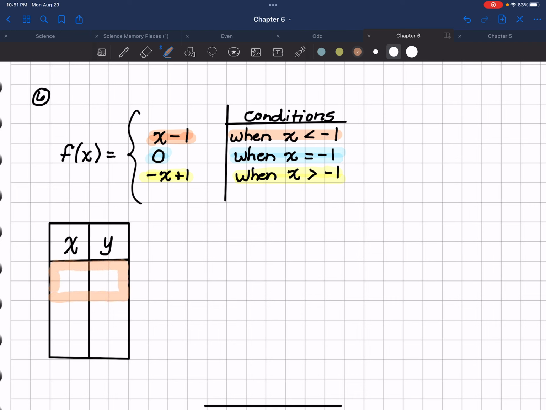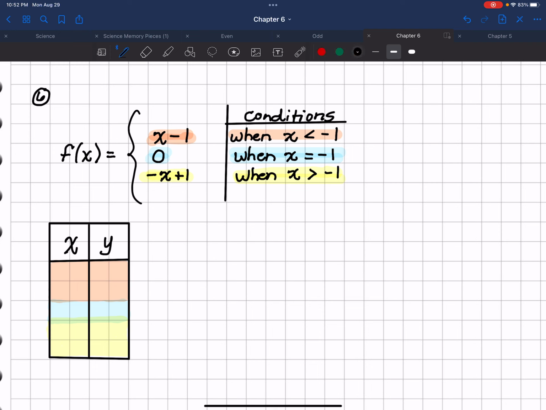I'm going to pick 2 points for the orange one. There is only one option for the blue one, and we'll talk about that when we get there. And then the yellow one, I will pick 2 points as well. So we have to pick some points that meet the conditions.